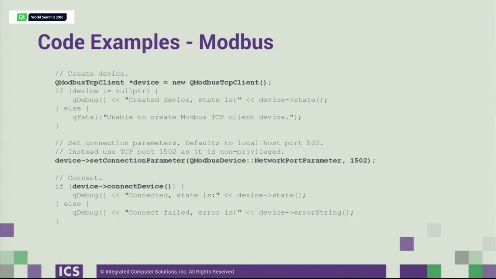At the code level, we need to create, in this case, a QModbusTcpClient, so we call a method to do that. In this case, I wanted to use a non-privileged port, so we can call setConnectionParameter to specify the TCP port 1502, so that we use a non-privileged port. And then we need to connect. In this case, you are actually connecting to the server on the network, so the connecting is something that will either succeed or fail.